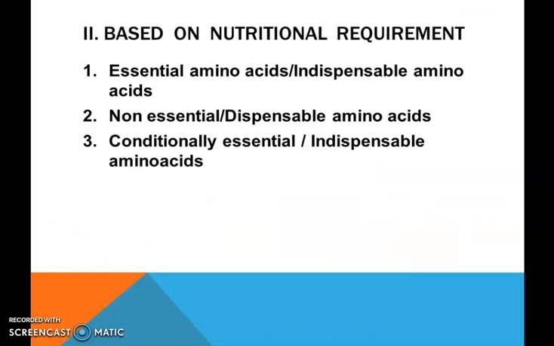So far we discussed how we can classify amino acids. The first one was based on the R group, which has two criteria, polarity and the structure and composition of R group. Now the second one is based on the nutritional requirement. How can we classify amino acids based on nutritional requirement? Essential or indispensable amino acid, non-essential or dispensable amino acid, conditionally essential or indispensable amino acid.